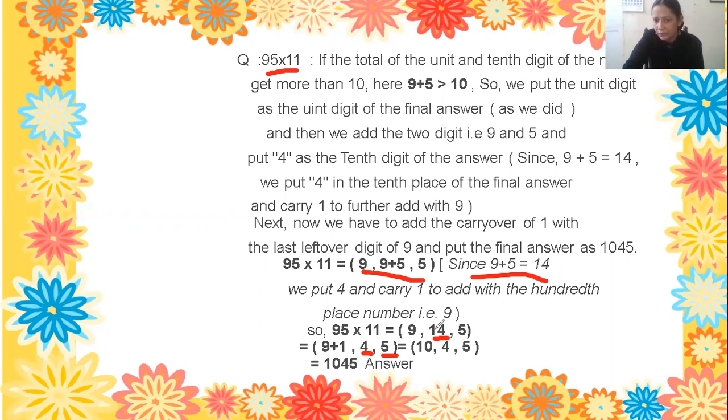So what will you do with this 1? You will do 9 plus 1. So 9 plus 1 is equal to 10. Now in the next step, what will you do? As 5 is a single digit number, you will write it down here. As 4 is a single digit number, you will write it down here. Now 9 plus 1 is equal to 10. Look at this 10 carefully. You can't carry it forward any further because nothing is left to carry forward. There is no digit left with which you can add. So in the final answer, you will write down this 1045 as it is.